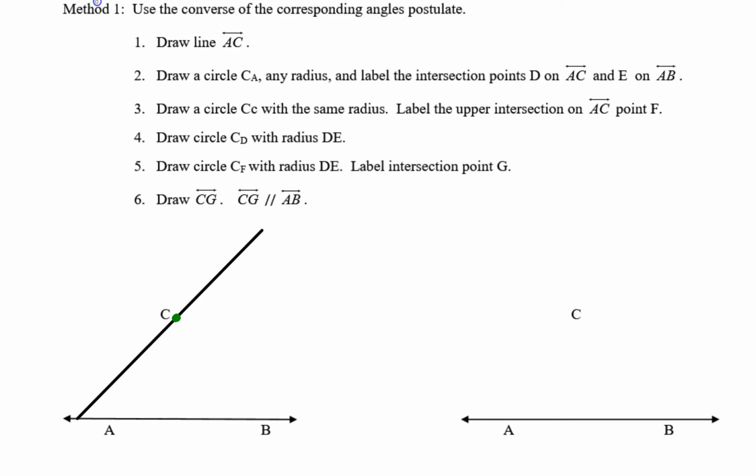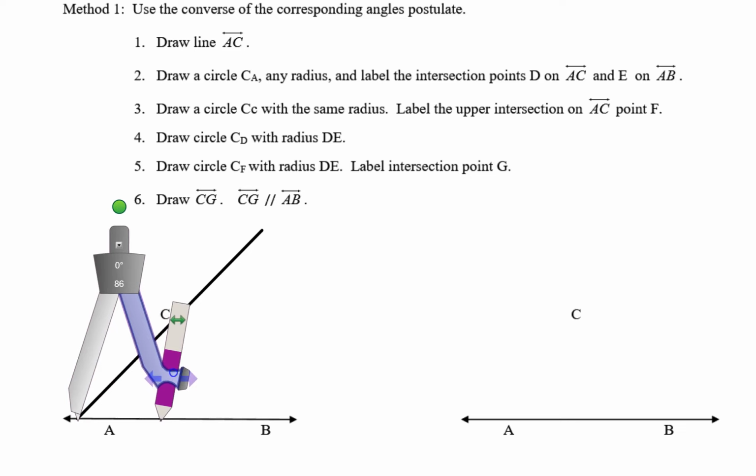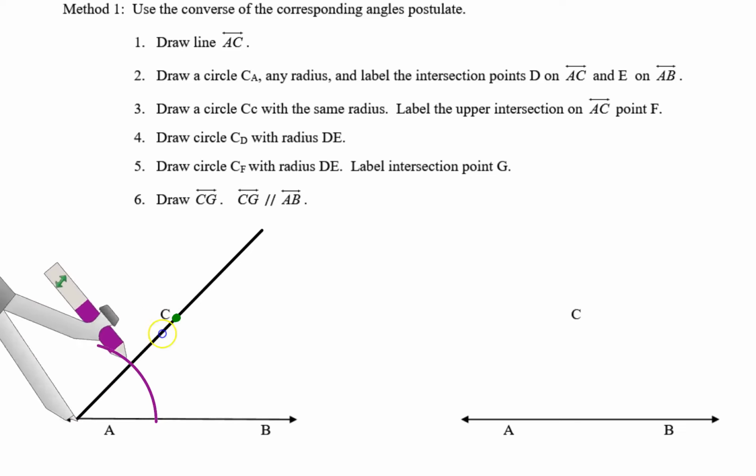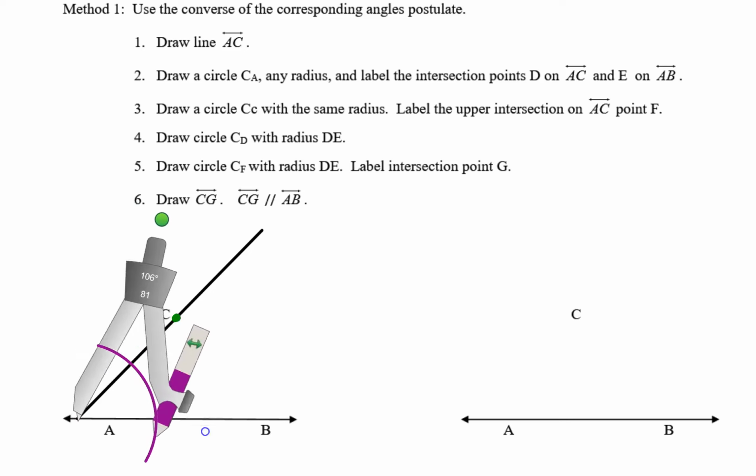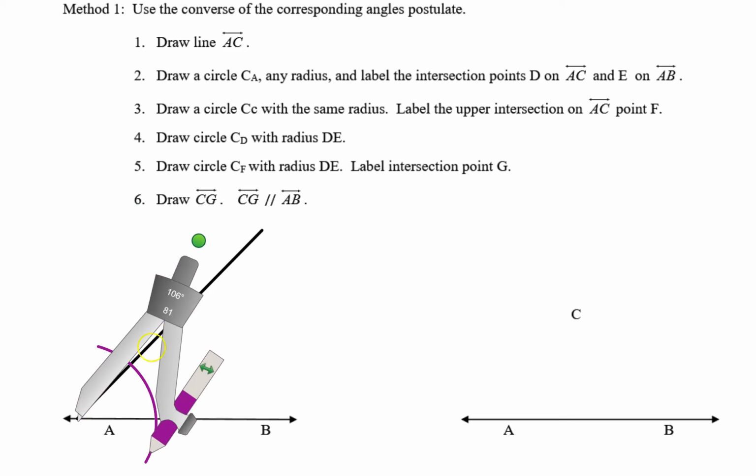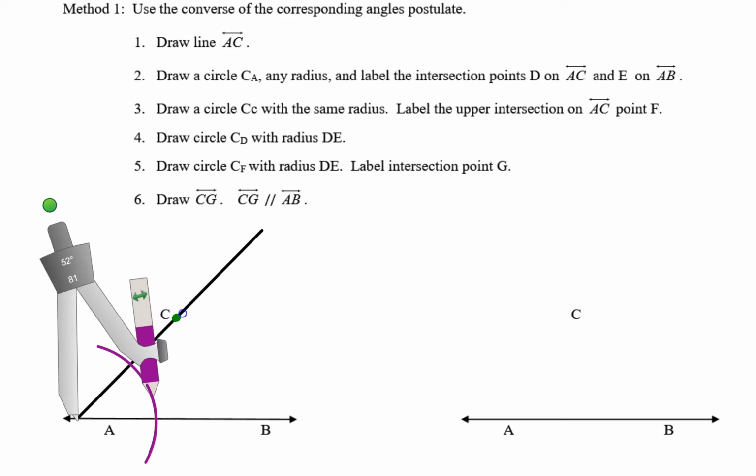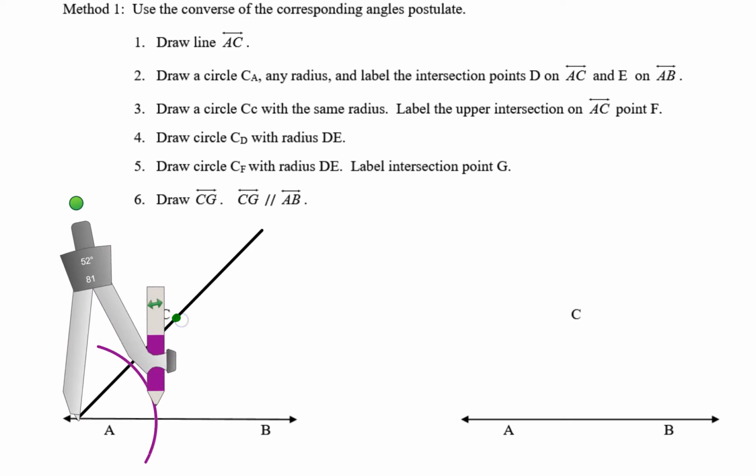Okay, so pulling up my compass again. Any radius. So it's intersecting both this ray that I constructed and this line. I'm going to pick up my compass after these two intersections, and move the compass up to where point C is. And I'm going to create the same arc, even a little bit bigger.